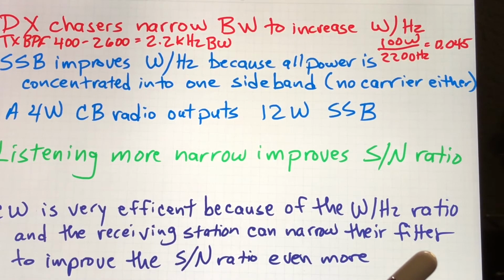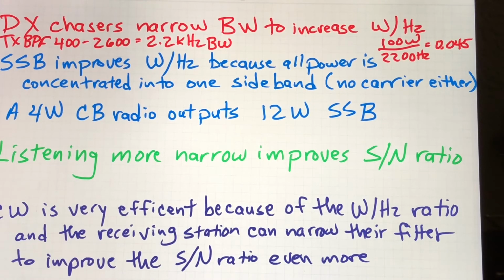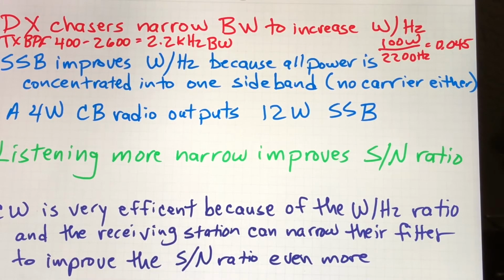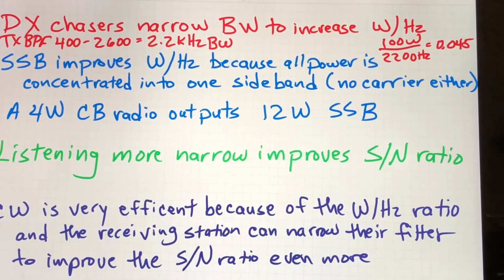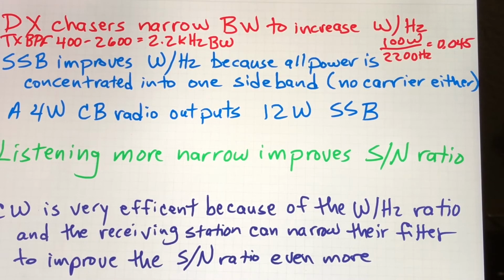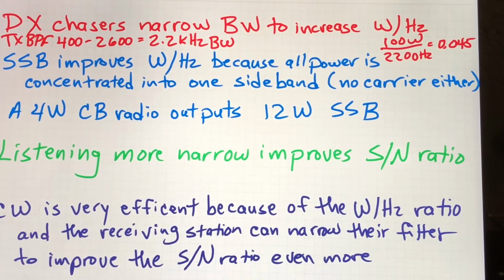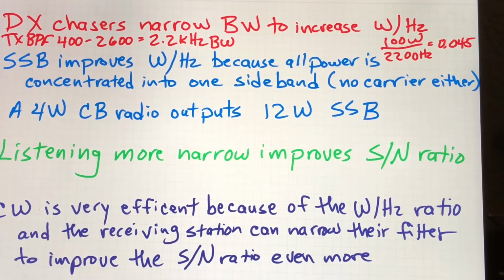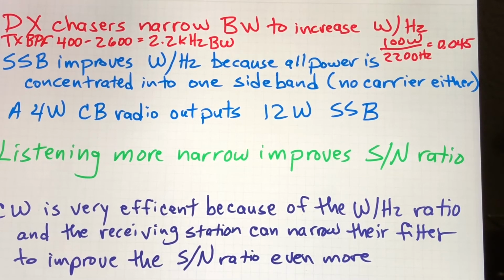So I hope this is a simplified explanation of power spectral density, but I wanted you to understand why it's not necessarily a good idea to run a wide transmit bandwidth, much more than 2.8 kilohertz. It really is also not being very nice. We kind of have a gentleman's and ladies agreement on the bands to not exceed a 3 kilohertz bandwidth.